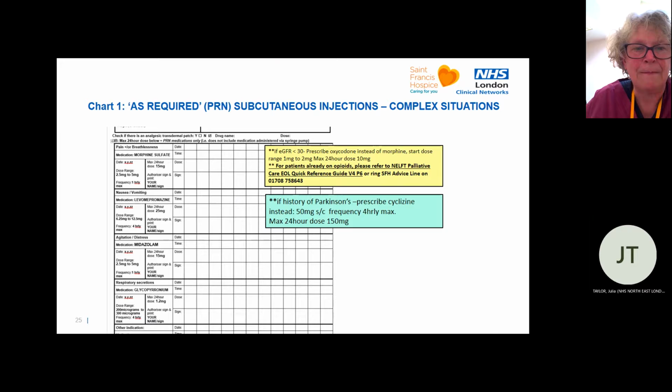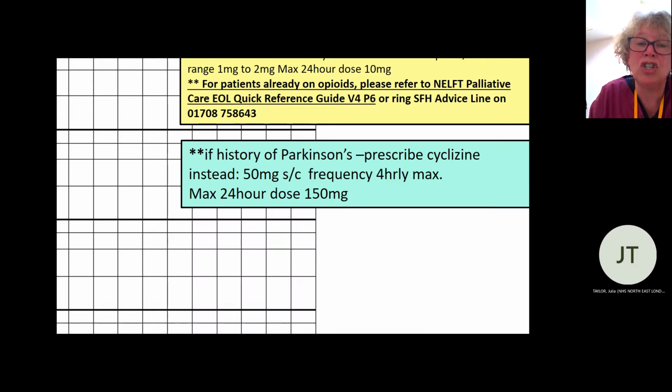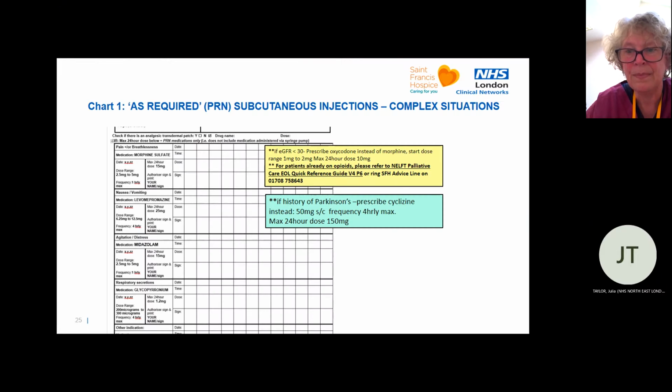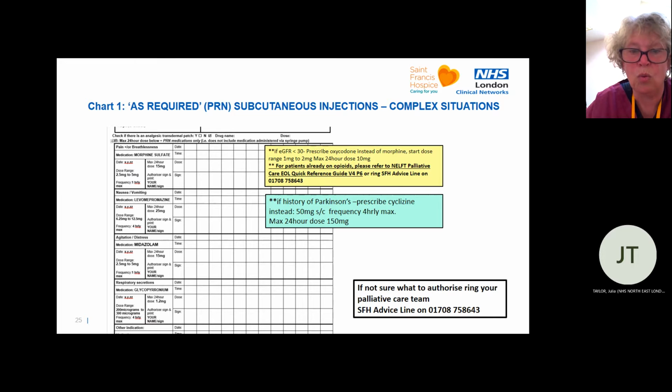If the patient has Parkinson's, they can't use most antiemetics because they're dopamine blockers. The one that we use for Parkinson's disease sufferers is cyclizine. I've written the standard dose. You notice I can't do a dose range because there isn't a dose range with cyclizine. It's 50 milligrams or nothing, but I have been able to write a frequency and a max 24-hour dose of 150 milligrams. And if you're not sure what to do, just seek advice. I've written our number there, but seek advice from a local palliative care team.